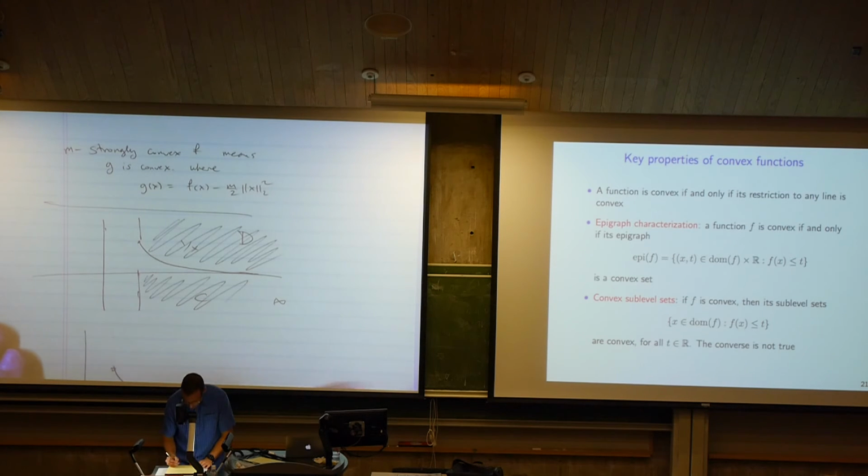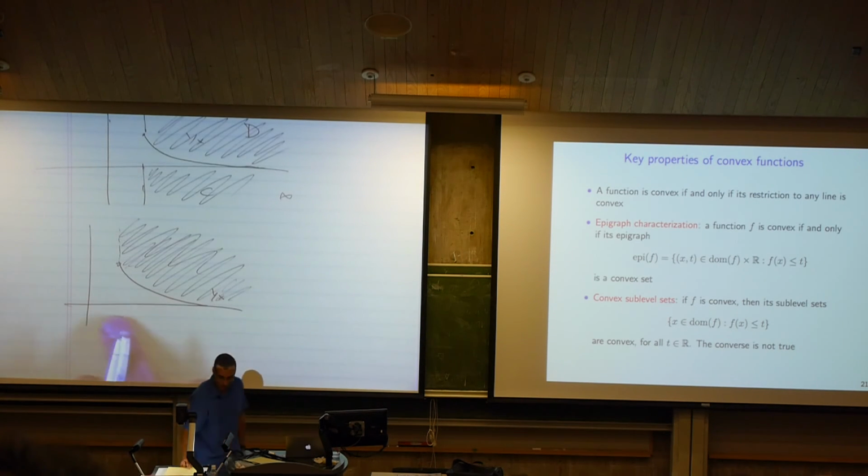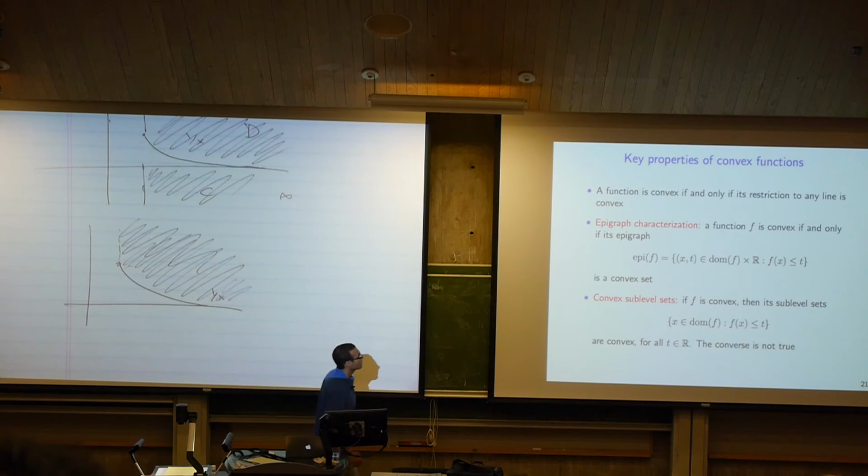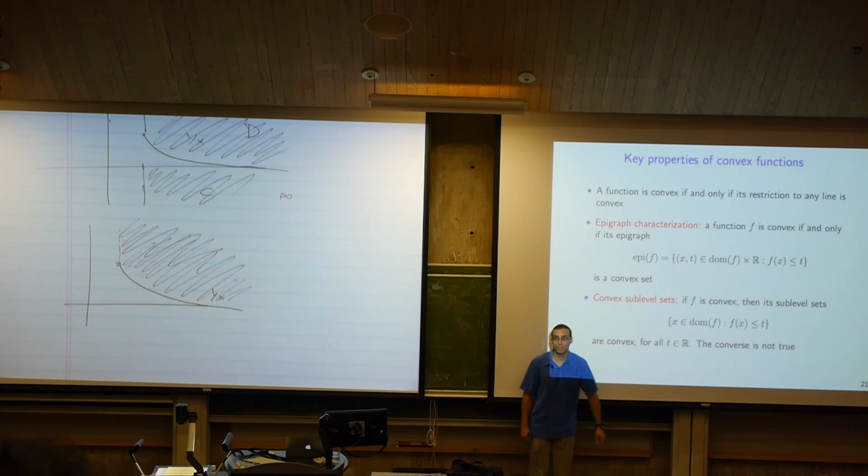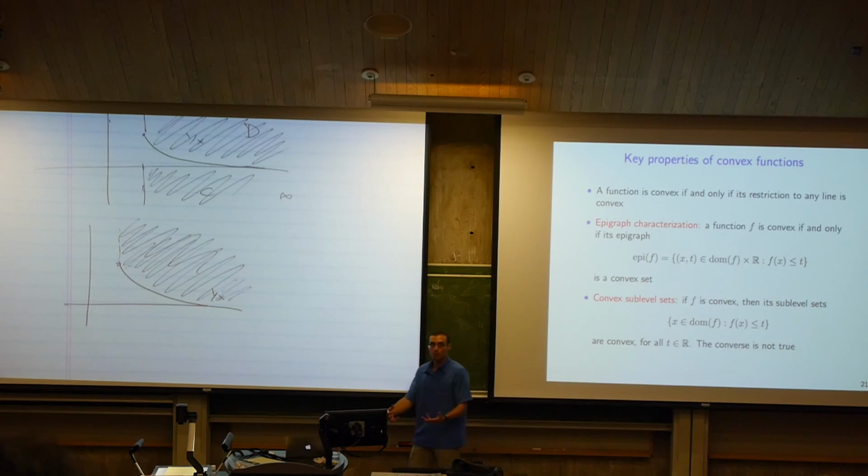1 over x. This is its epigraph. Suppose its domain was just 1 to infinity. That's its epigraph. It's all points that lie on the graph of the function and above. And it turns out that we can define that for any function f by this definition. And that's a convex set if and only if f was a convex function. So that's the connection between the two.